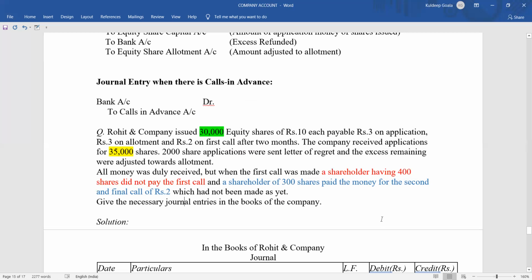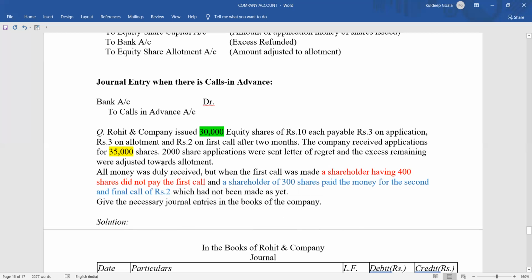If you are paying before time, when he is paying, a shareholder of 300 paid the money for the second and final call, which has not been made as yet. We have not made the second call due, but what happened is he has already paid the money. That means this is a situation of calls in advance. If paid before time, it is called calls in advance. Okay. So the question is asking you to prepare the journal entries in the books of the company.